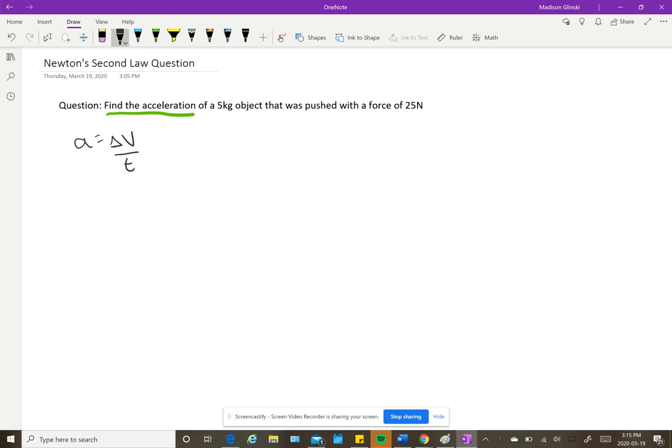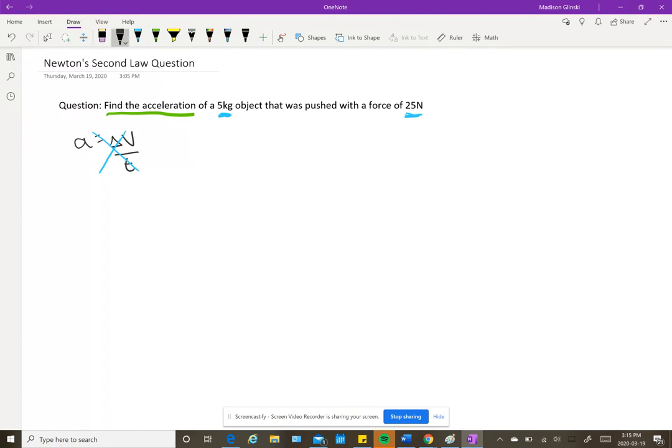Does anywhere in this question, is there a velocity or time? The answer is no, there is not. So this is not going to be the equation that you use because the only units that we have here are mass and force. So we need an equation that has both mass and force in it along with acceleration.